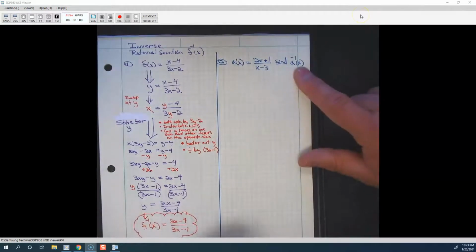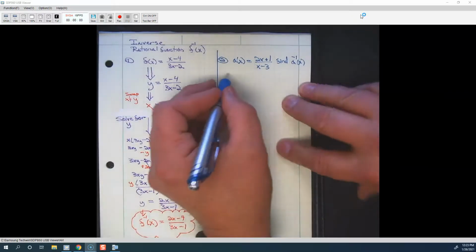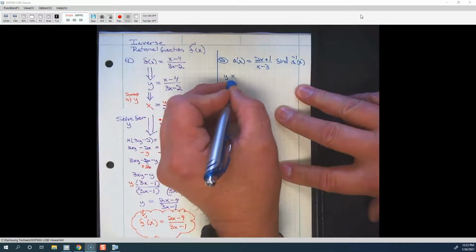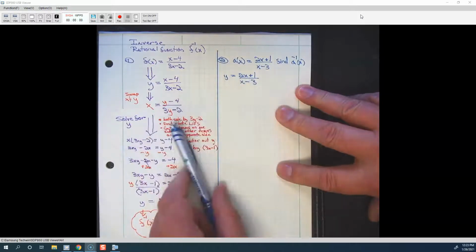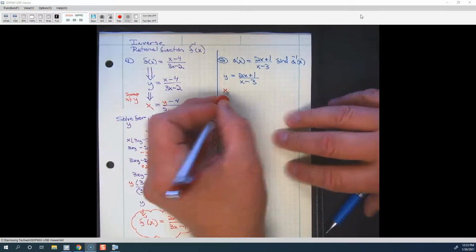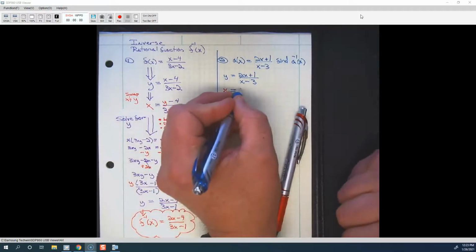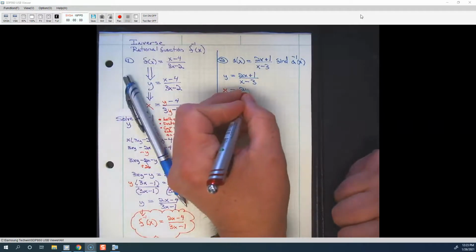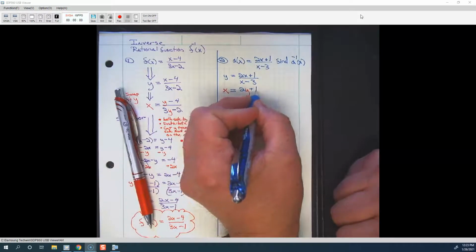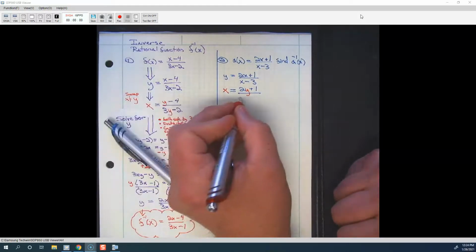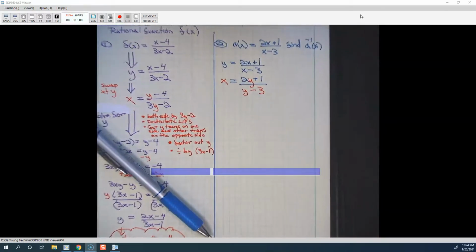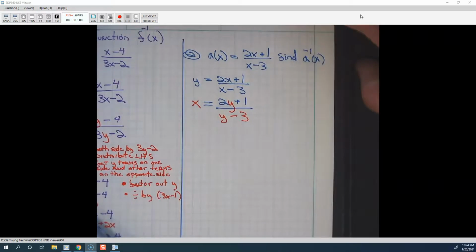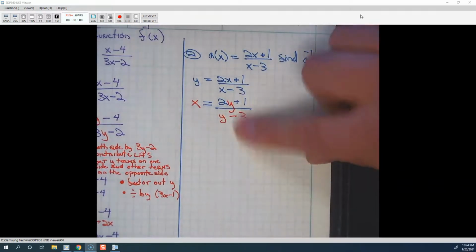Okay, so again, that's the inverse symbol. Okay, so I got y equals 2x plus 1 over x minus 3. Now swap x and y. Now solve for y. That's the one that takes the most steps.